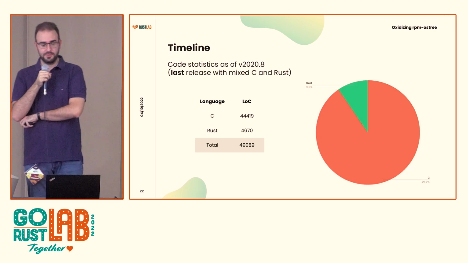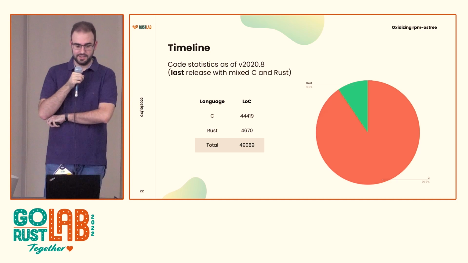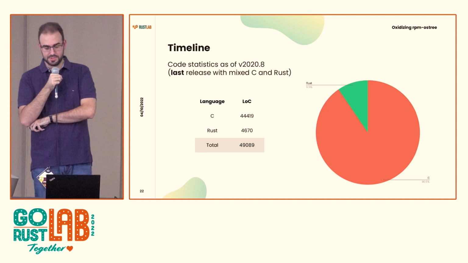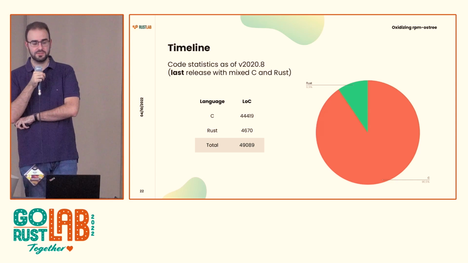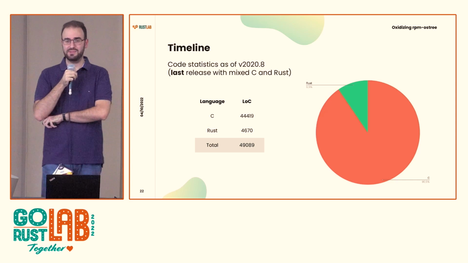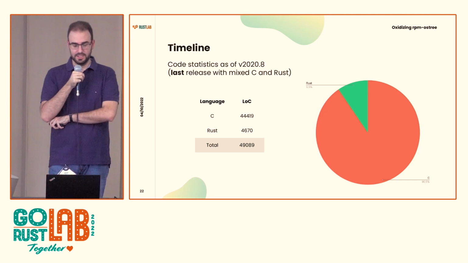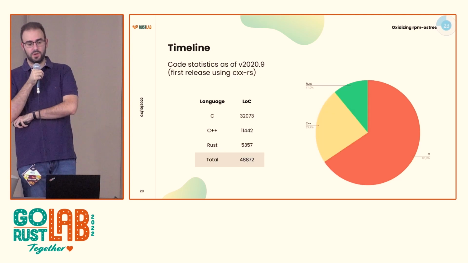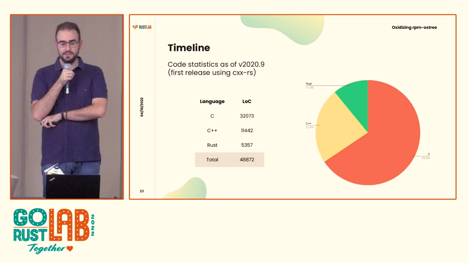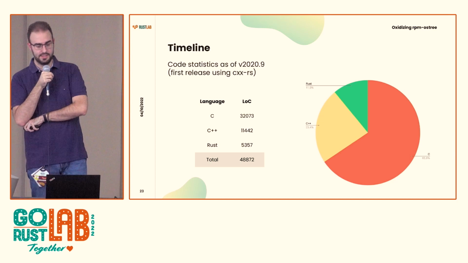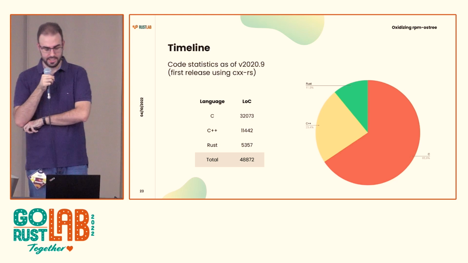And in 2020, so 1 year and a half later, the percentage was already almost 10%, let's say. But the process, as you see, 1 year and a half for 10% of the code base, was very slow. This is where, in 2020, we decided to try this C++ CXX thing. And so we moved in this direction.